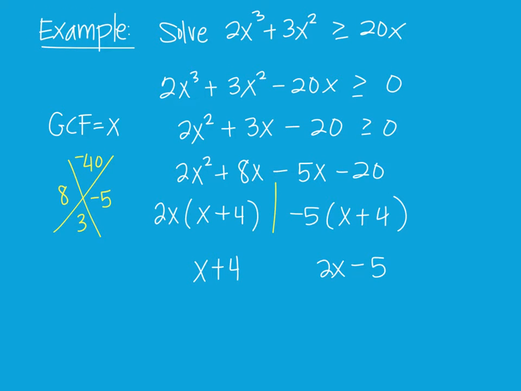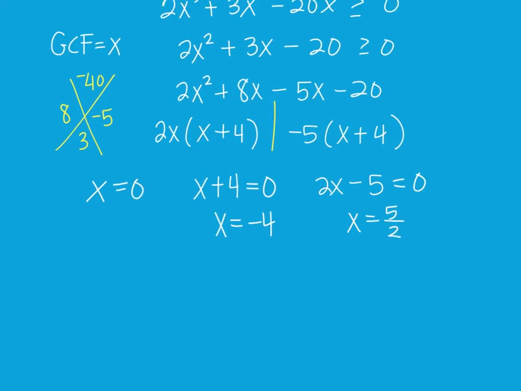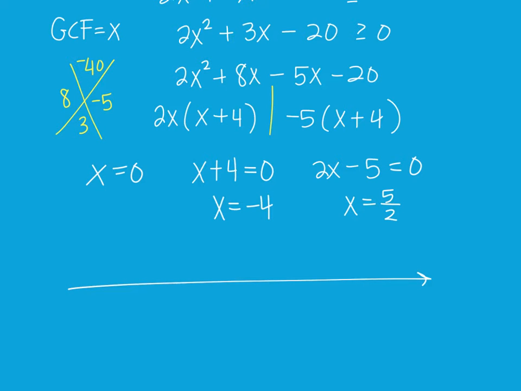But don't forget there was a third solution. The third solution was the x from the GCF, so I'm going to bring that down, and all of those need to get set equal to 0, which gives me 3 complete answers. All 3 need to get put on the number line. Zero, 1, 2, 3, 5 halves is right in the middle. And 1, 2, 3, negative 4. These are closed circles because the inequality was closed to begin with.